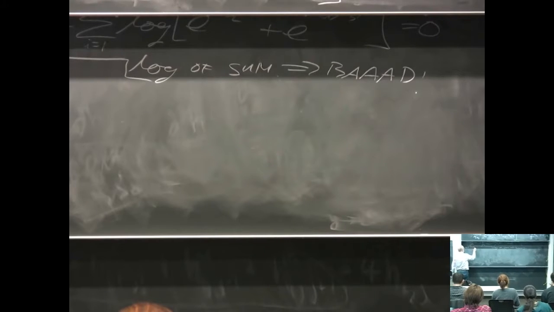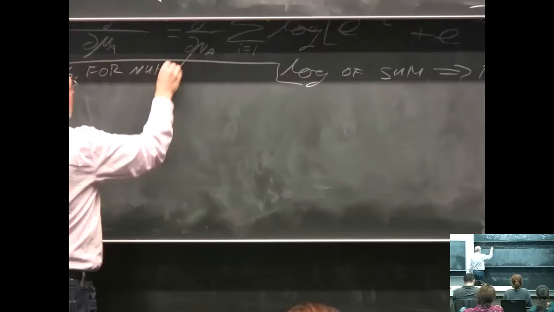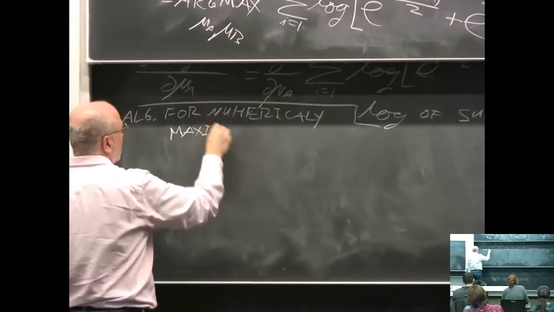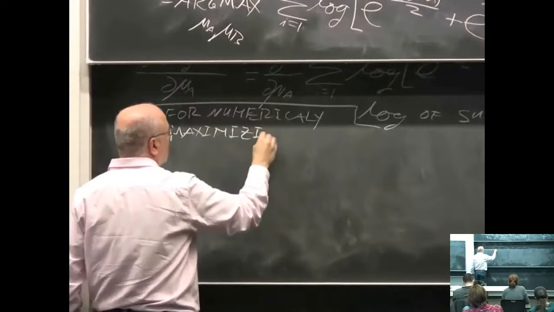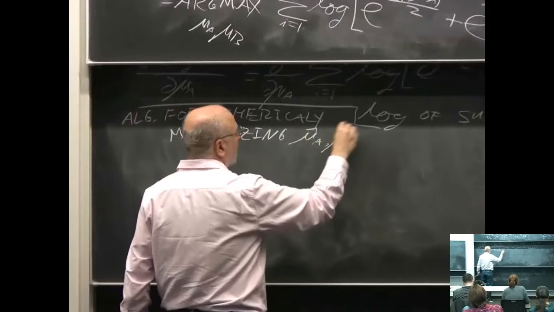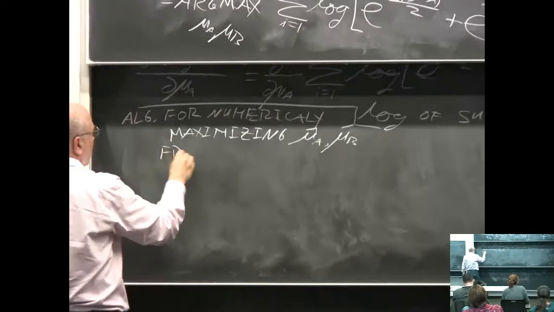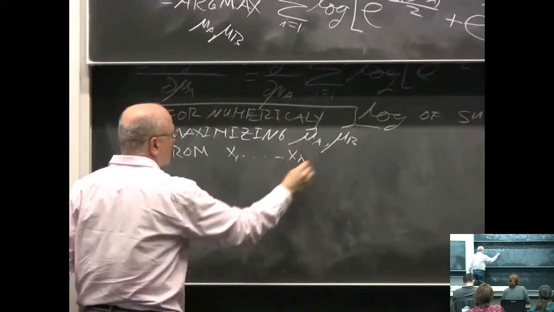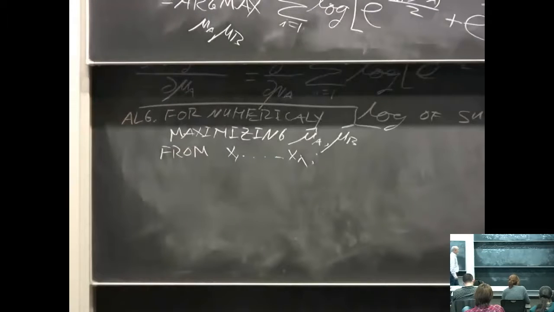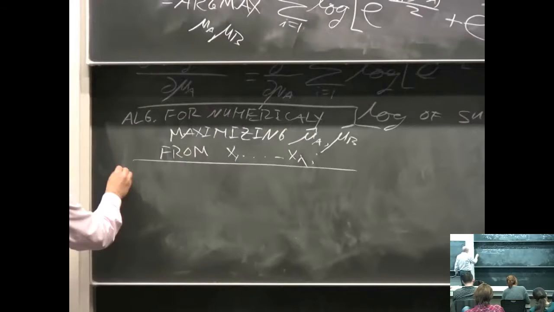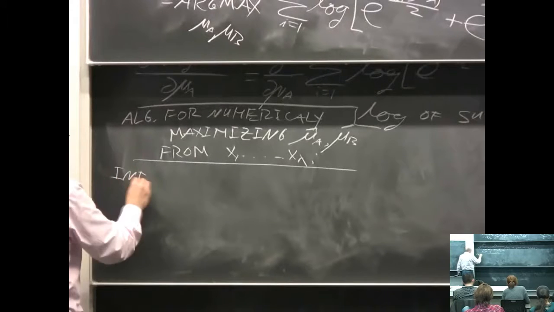For numerically maximizing mu A, mu B from data x1 through xn. Here's the algorithm. First step is initialize.